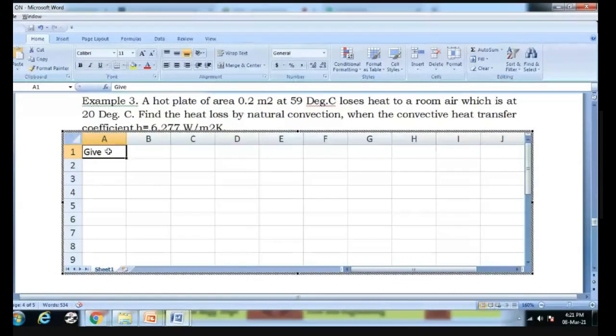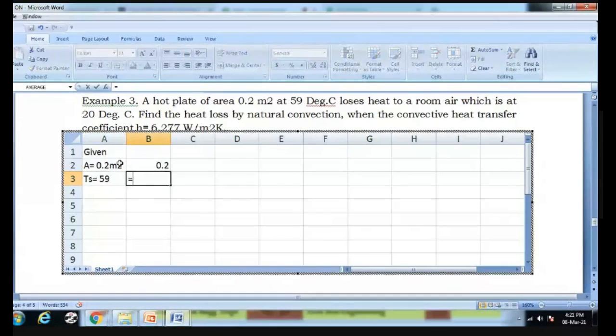Okay, what is given? The area of the plate is 0.2 meter square, right? So I can have 0.2, that is one value here that we'll take for a calculation. Then you have T1. T1 means T surface, the temperature of the surface. What is it? 59 degrees Celsius.